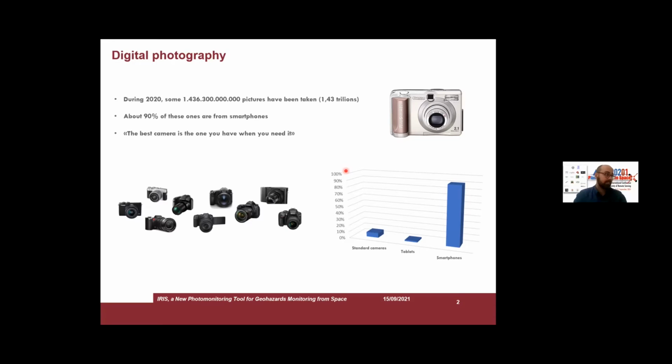Please consider that in the last year, more than 1 trillion pictures have been taken, 90% of these from smartphones. So for this reason, we focus our work on the development of an innovative approach to process this large amount of data.